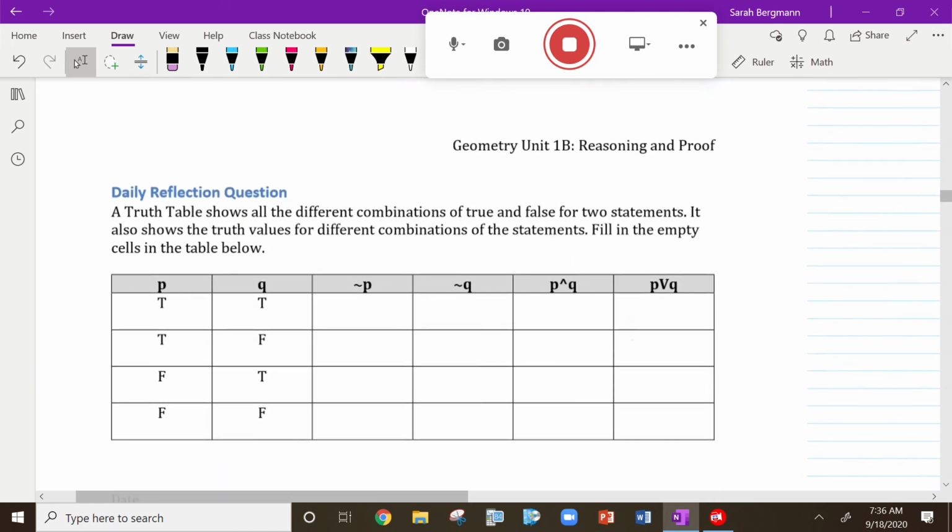Okay, your reflection question today is to fill in what's called a truth table. Basically, it's telling you that if statement P is true and statement Q is true, what would you get for the truth value of not P? So if statement P is true, what is the truth value of not P? If statement Q is true, what is the truth value of not Q? If P and Q are both true, what's the truth value of P and Q? If they're both true, what's the truth value of P or Q? And so on.